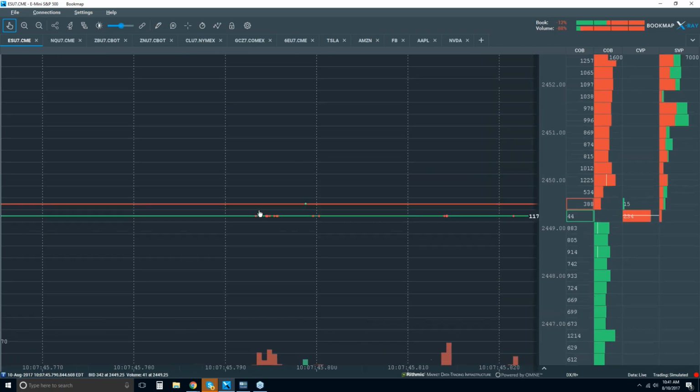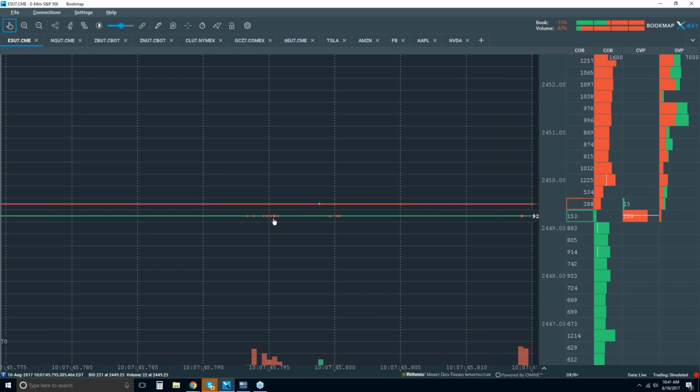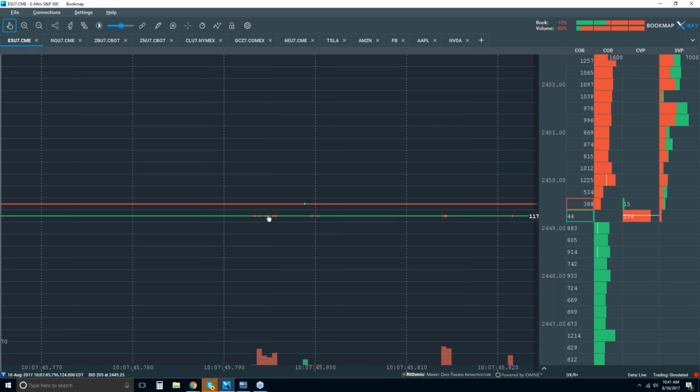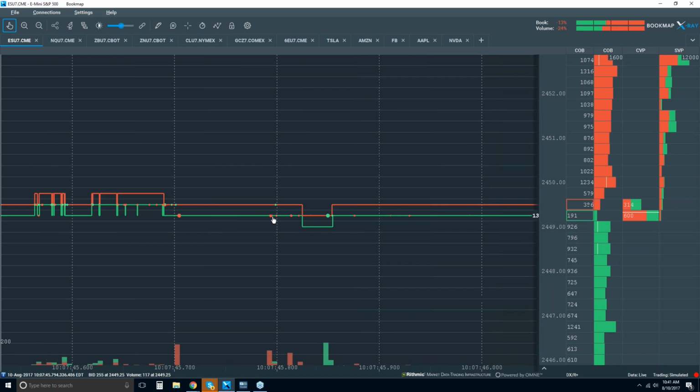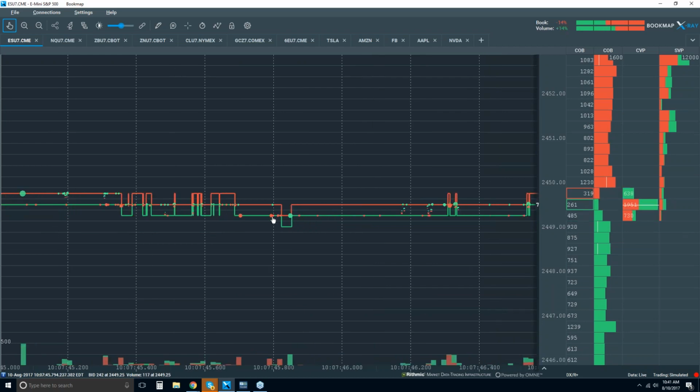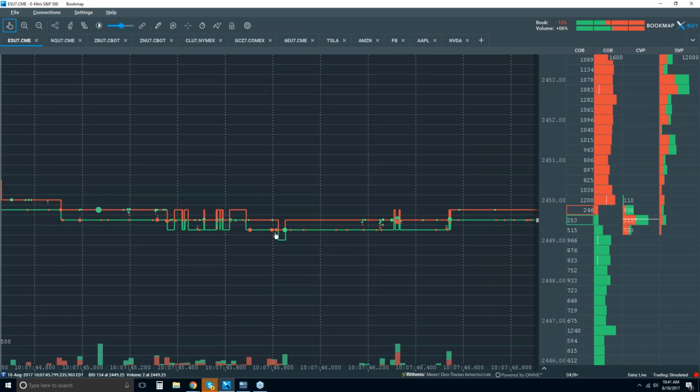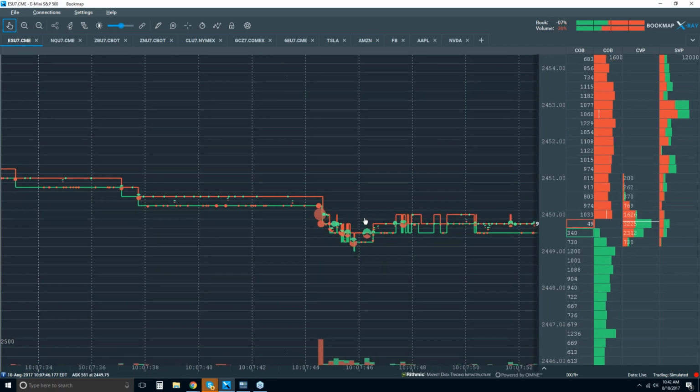Now as I zoom out, note how all of these trades get visually consolidated or aggregated into a bigger dot, and that's how we display the volume. So you can see a green dot here. This is an aggressive market buy order. A red dot is an aggressive market sell. That's how we define our volume.